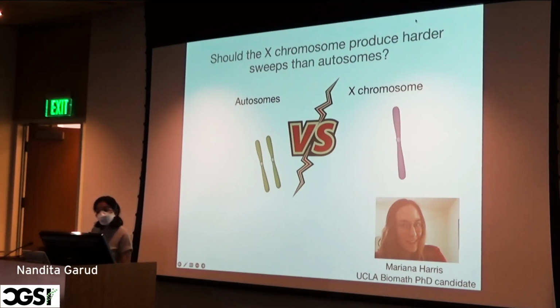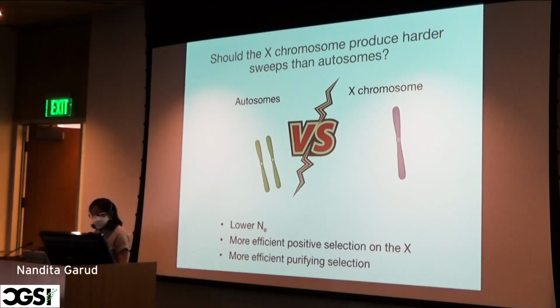So there are many reasons to expect harder sweeps on the X. There's lower NE, so smaller population size. So remember, you expect softer sweeps when you have high mutation rates due to high population size or high mutation rate. So overall population size is lower. You have more efficient positive selection on the X.